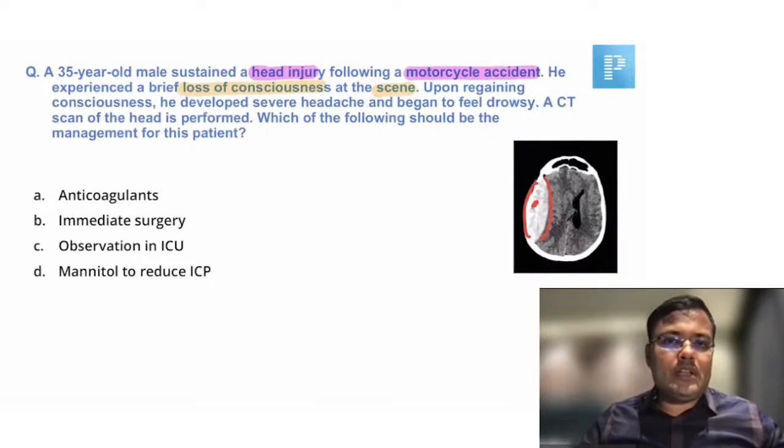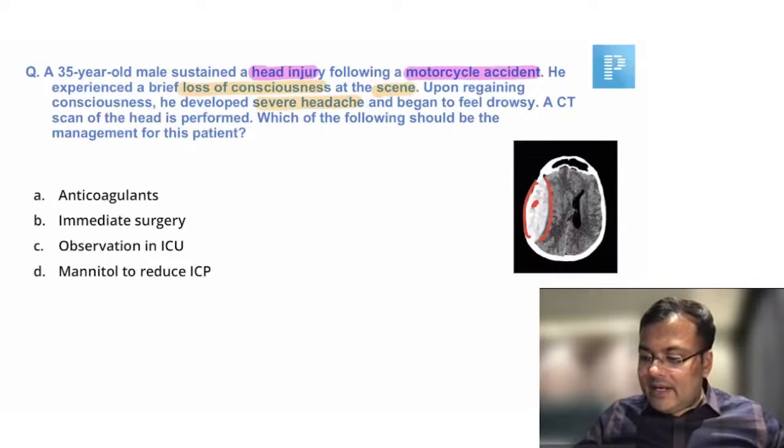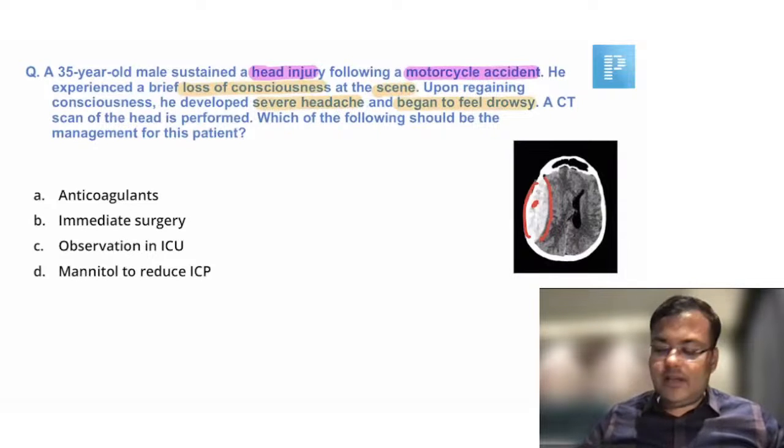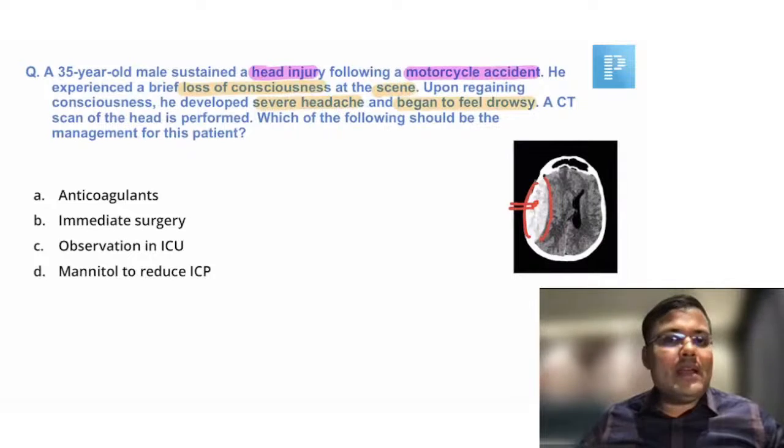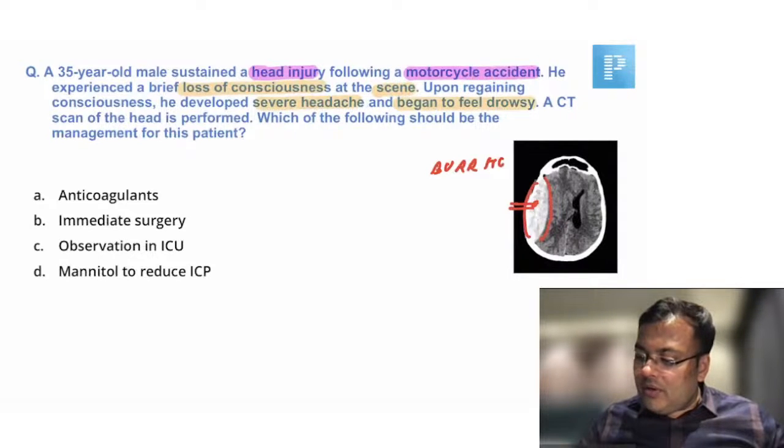You can see, which interval? This is lucid interval. He developed severe headache, began to feel drowsy. CT scan is performed. It shows EDH. This large EDH. Which of the following should be the management for this condition? Obviously, we have to drain it. And what is the ideal method? We can drain it by craniotomy. Two methods are there. The drainage can be done by burr hole, or the drainage can be done by craniotomy. So it can be done by burr hole or it can be done by craniotomy.